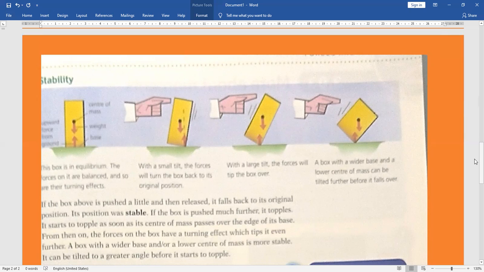Number one figure: this box is in equilibrium. The forces on it are balanced, so there is no turning effect. With a small tilt, the force will turn the box back to its original position.